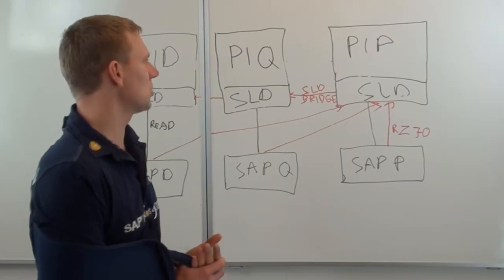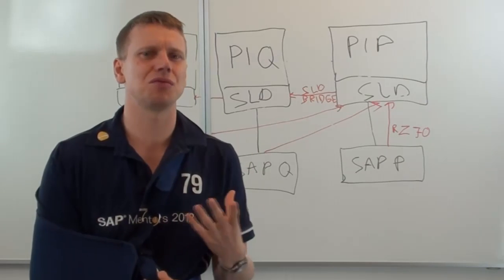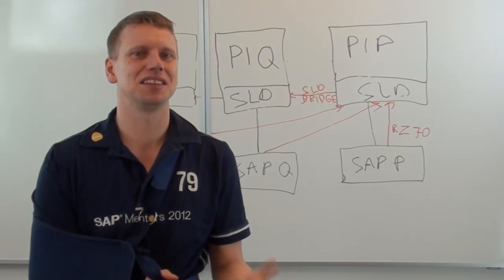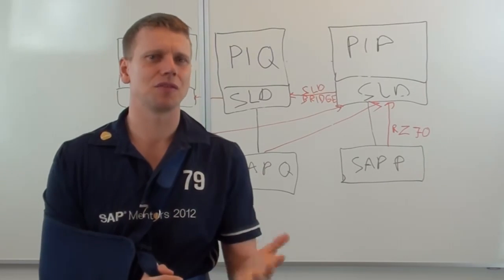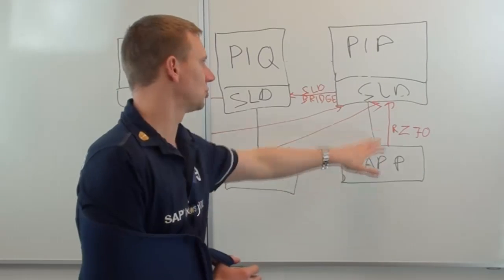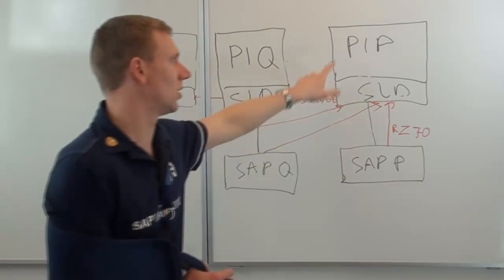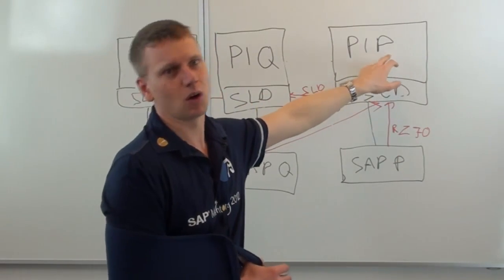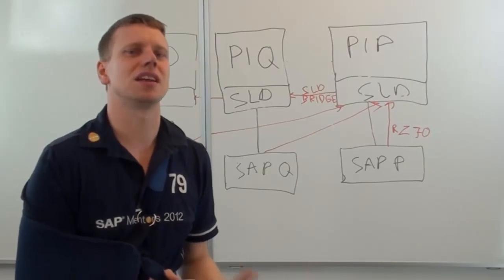So that was just a brief overview of some of the things you can do when doing SLD setup and the challenges behind it. But it's definitely a topic you can learn a lot more about: how to set up all these connections, how to set up the SLD bridge. There's also RZ70 from all Java systems to the SLDs, and how you can set these up in an easy way.